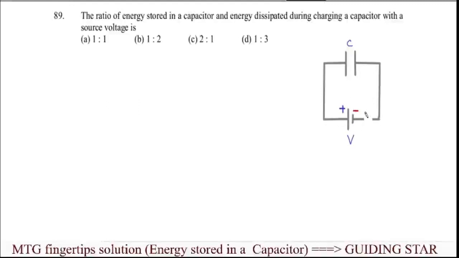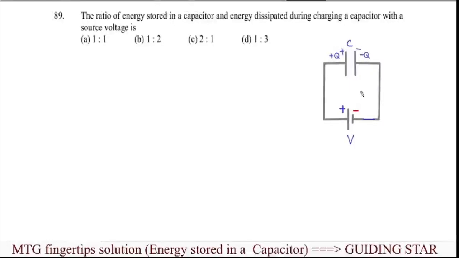Clear? Here it is not connected, that means the key is in open condition, so there will be no charging. But once we close the key, charging of the capacitor will take place. As the left plate is connected to the positive terminal, it will get positively charged by plus Q, and the right one will get negatively charged by minus Q. Clear? So finally some charges will appear on the plates.